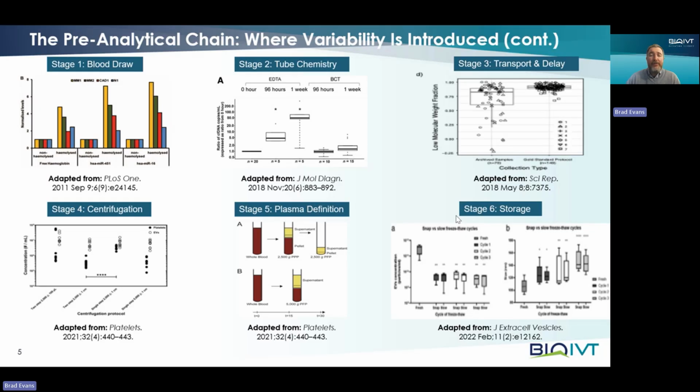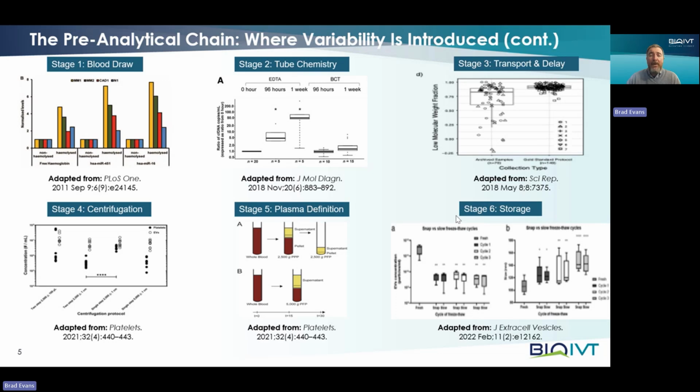On the bottom left, for stage 4, centrifugation, different spin protocols lead to different levels of platelets and extracellular vesicles remaining in the plasma. Residual platelets can release vesicles after collection, inflating EV measurements artificially. More aggressive spins can reduce vesicle counts. So centrifugation does not just clean up the sample, it changes what is biologically present.